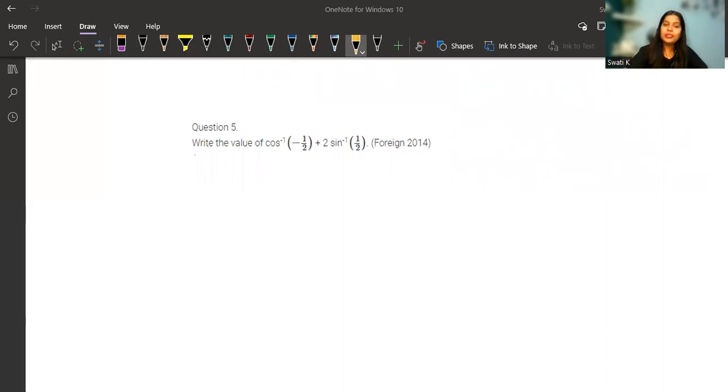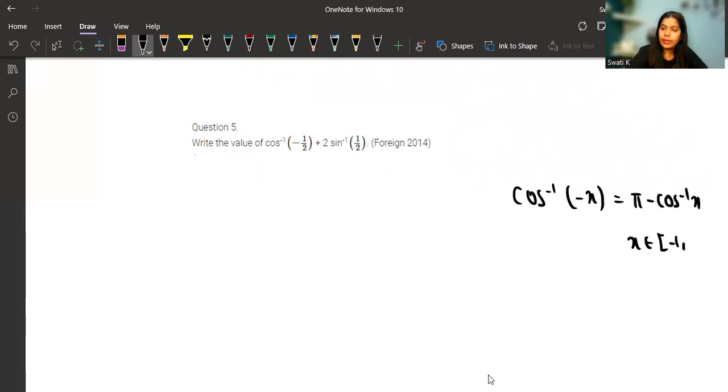So I'm going to use a formula here. So let me write down the formula. And the formula of cos inverse minus x. Because you can see here, it is minus 1 by 2. So the formula of cos inverse minus x is pi minus cos inverse x. Where the range of x is minus 1 to 1. Minus 1 to 1.